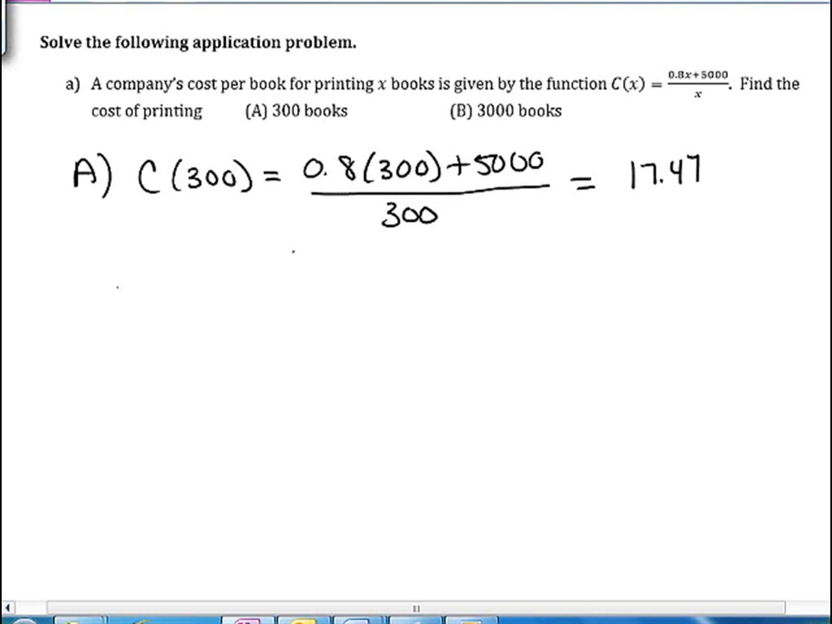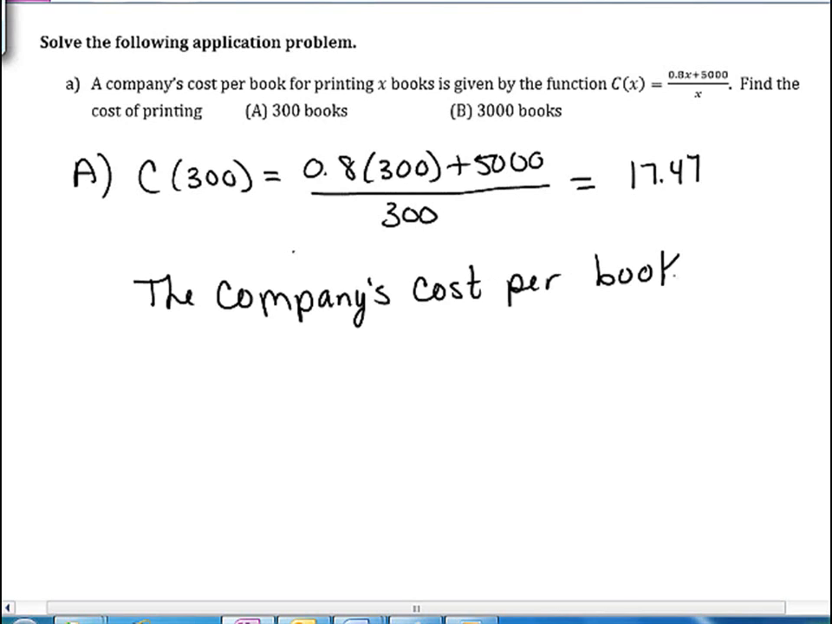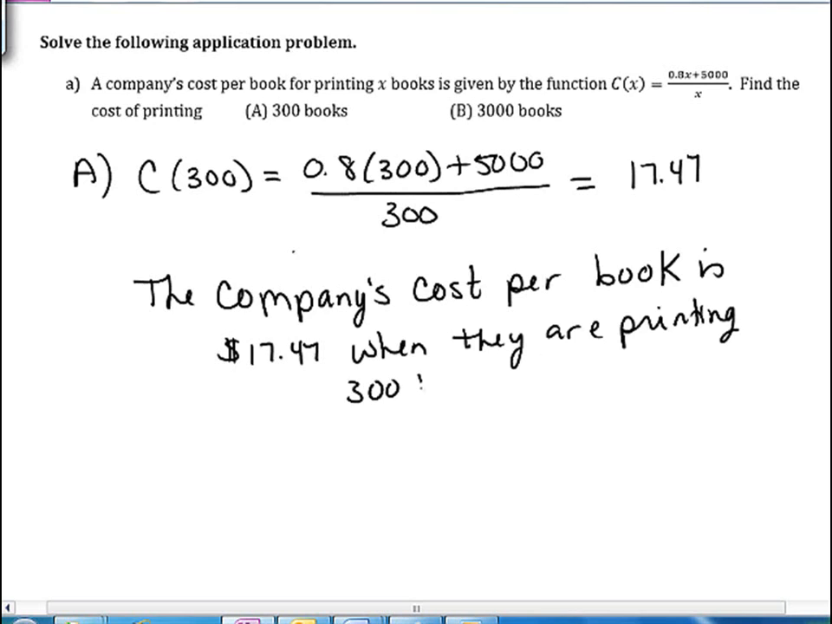So then write a sentence to answer your question. Whenever you have a word problem, you should always answer with a sentence. So the company's cost per book is $17.47 when they are printing 300 books.